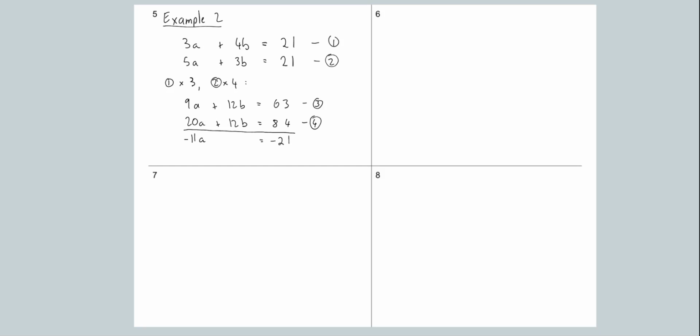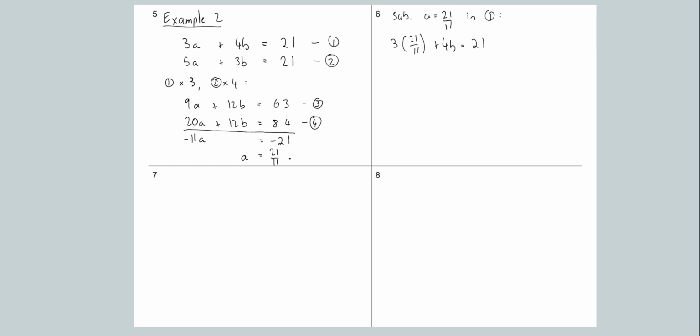Okay, so then I'm going to divide both sides by negative 11, and I'm going to get a equals 21 over 11. It's a fraction, but it's fine. We can deal with that. Now I'm going to take the value for a and substitute it into one of the equations. So I'm going to substitute a equals 21 over 11 into equation 1. So I'm going to have 3 multiplied by 21 over 11 plus 4b is equal to 21.